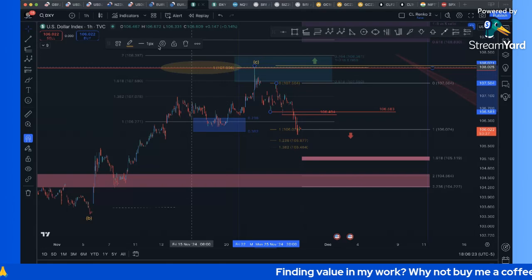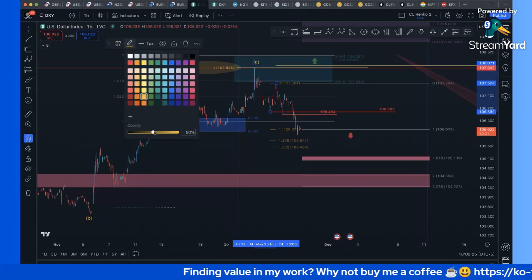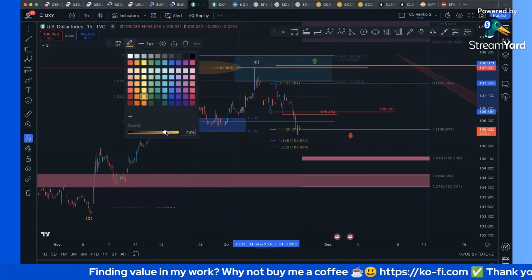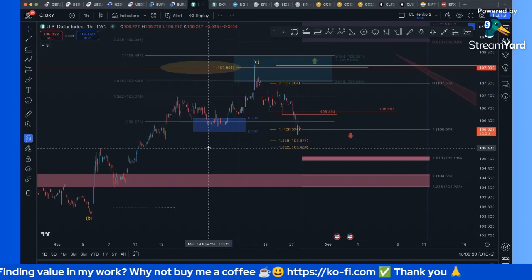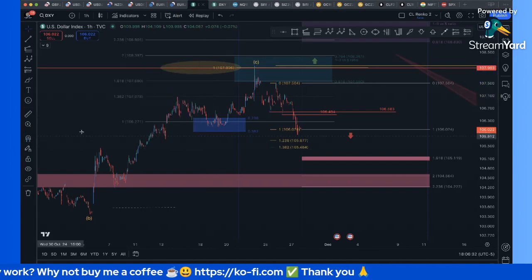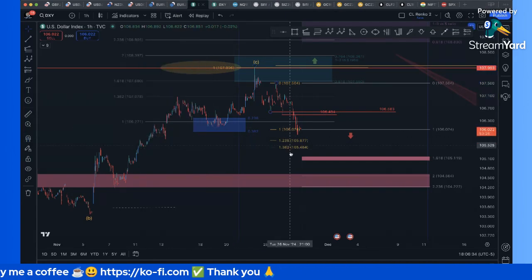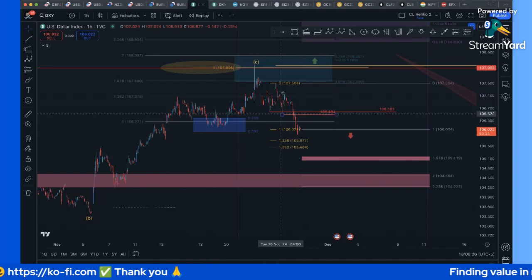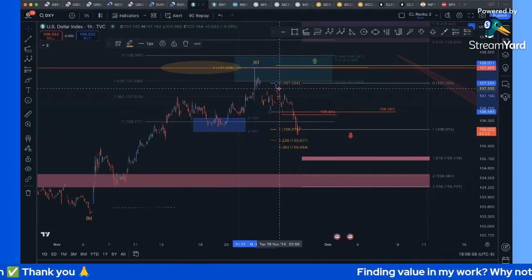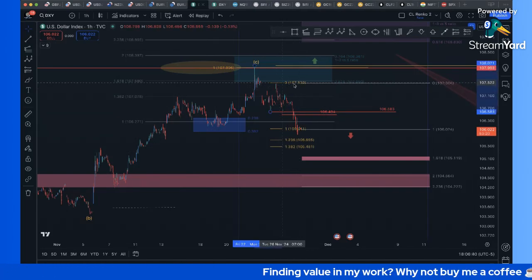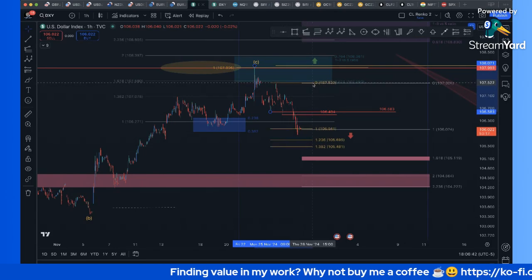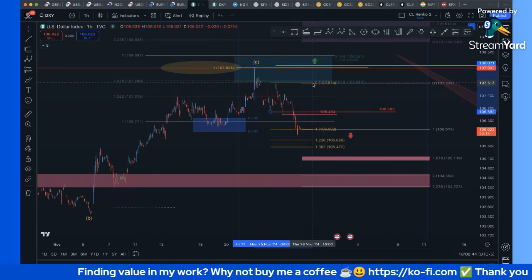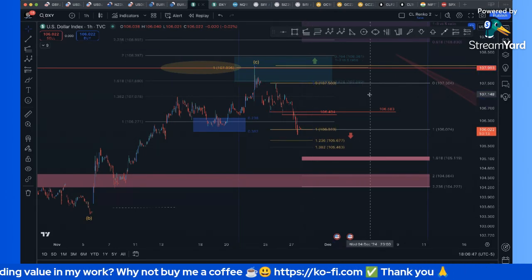If you've been following me at all, you know when I'm using a yellow fib set, I'm looking for a 3-wave move, and a typical standard target for a 3-wave move is the 100 fib, the 1.236, and the 1.382. So I'm going to move this over. Let's see, what is that? 107,504. Close enough. All right.